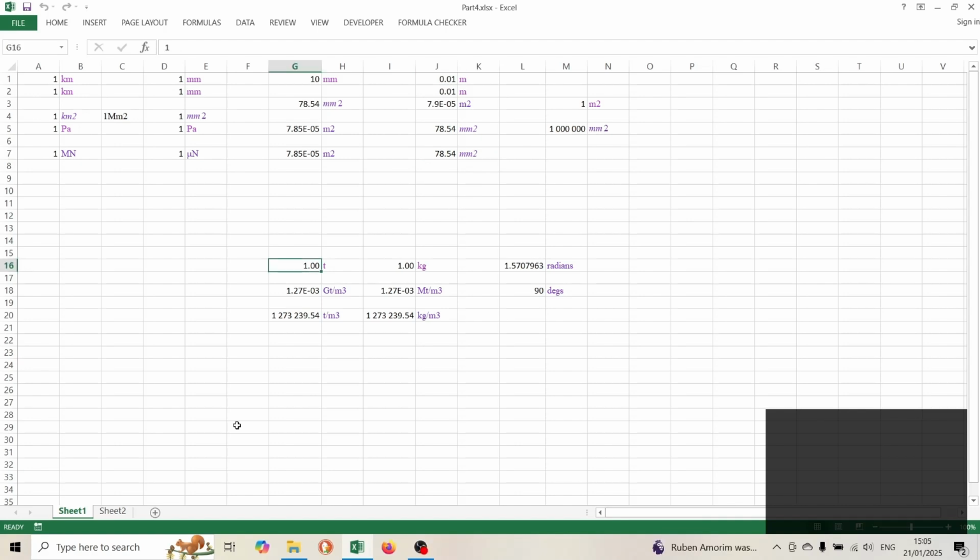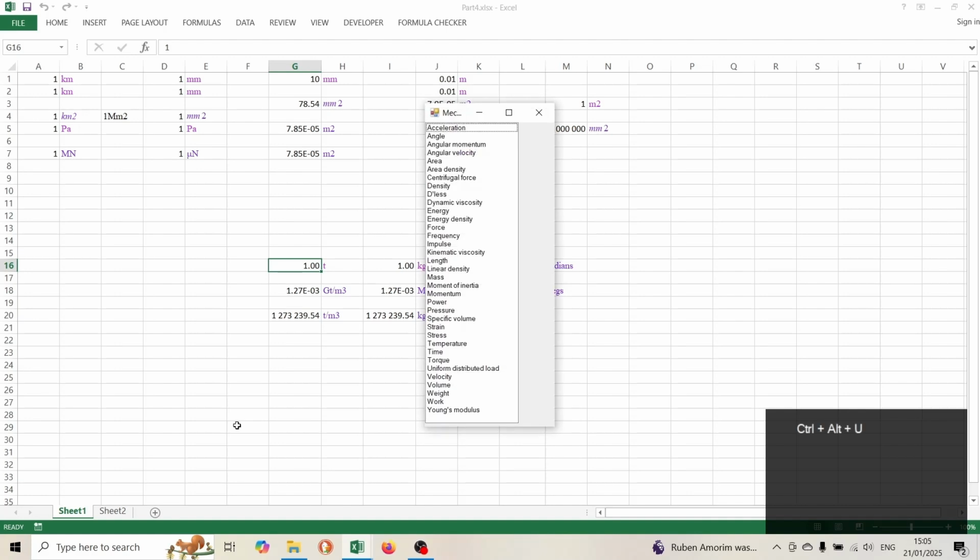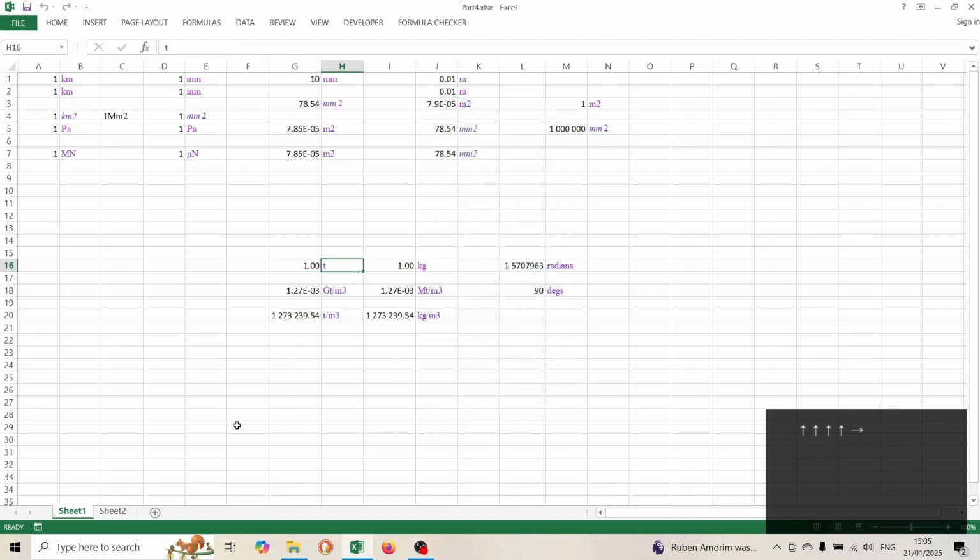Mass can be entered in either kilograms or tons, so at G16 we do Control Alt U, select M for mass, enter, and then T for tons, enter. We have a unit of tons entered here. This is actually treated as a kilogram, so at G18 we have divided the 1 ton by a distance of millimeters and an area of millimeters squared from G1 and G3, and this gives an output of gigatons per meter cubed. If we multiply that result by 10 to the 9th, then the output is correctly converted to tons per meter cube.